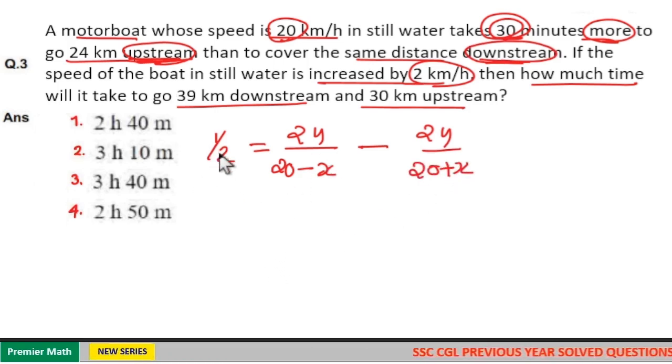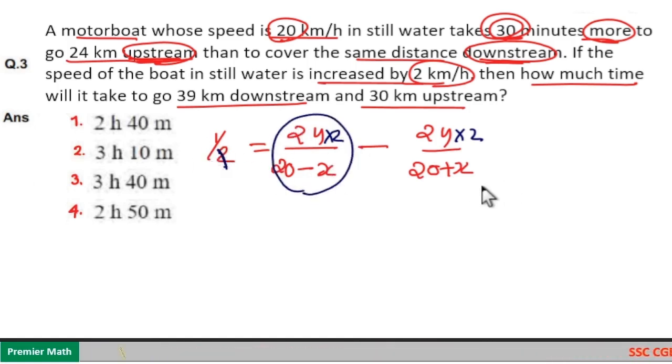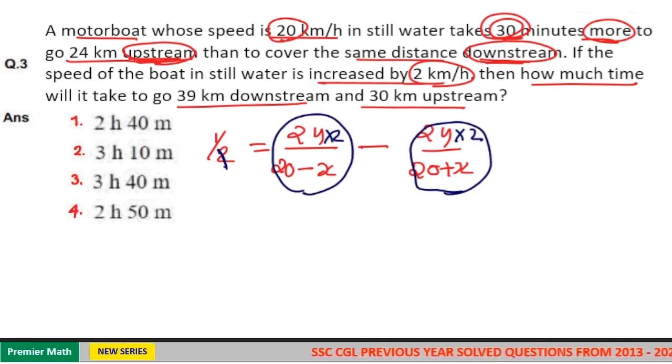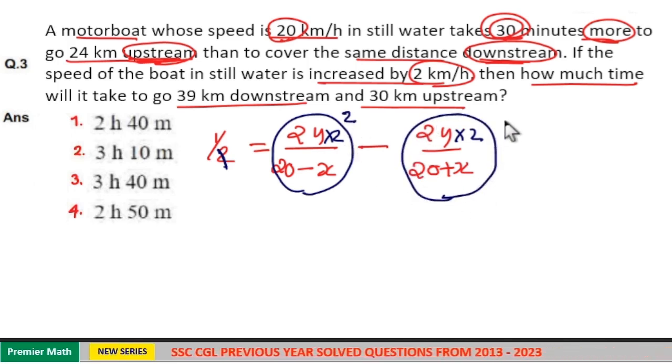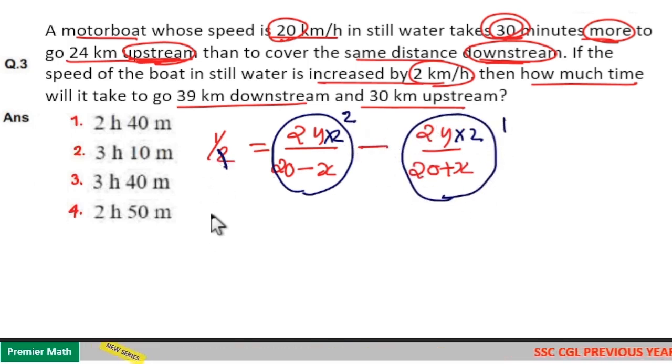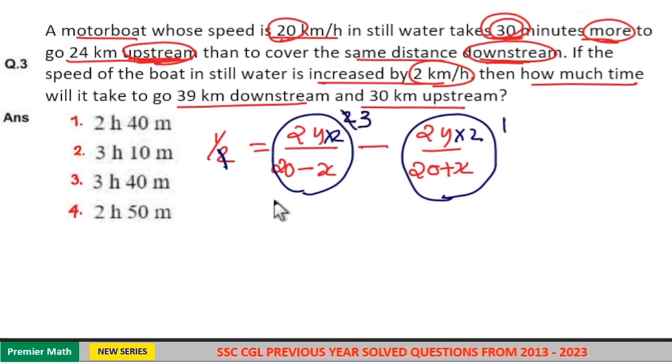Now you can see this is 1 by 2. So if I multiply the numerator with 2, I can remove this 2 here. Now you can see on the left hand side you have 1. So this term minus this term is equal to 1. So if I consider this term as 2, this term should be 1. That is 2 minus 1 is 1. Or you can consider this term as 3 and this term as 2. Then this equation will balance.